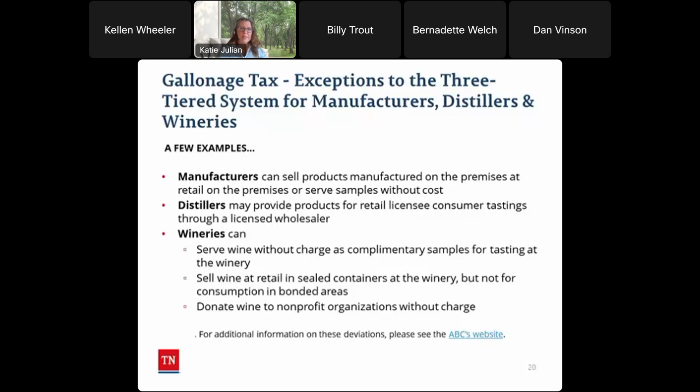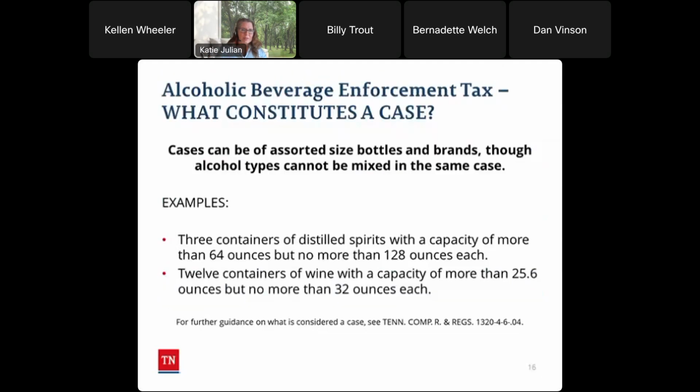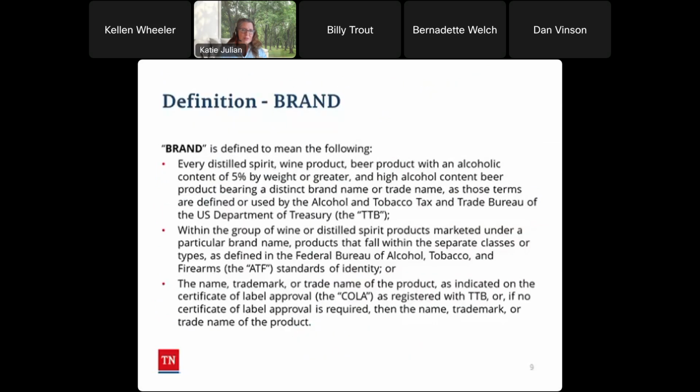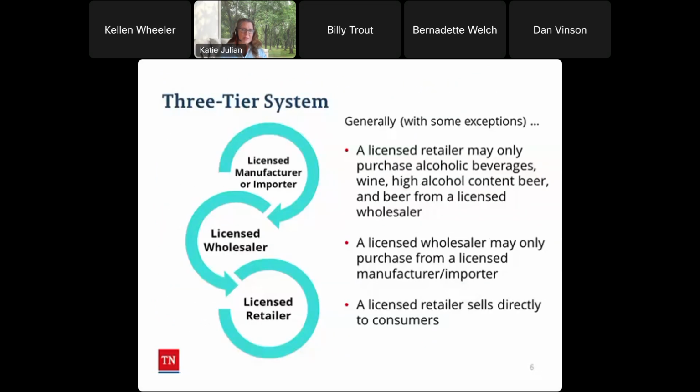A few examples here. These are not all examples, but just a few examples of where there is an exception to the 3-tiered system. Now, just a reminder, let's go back to it real quick. I should have noted where I was. The 3-tier system goes from licensed manufacturer importer to the wholesaler to the retailer, right?